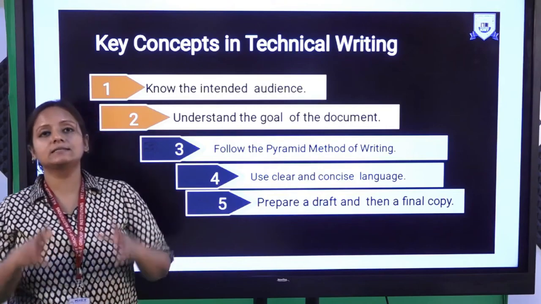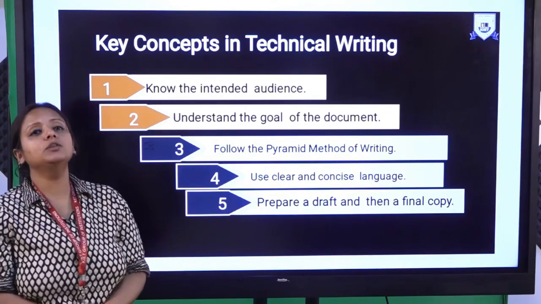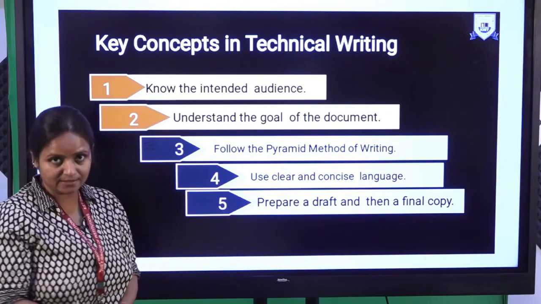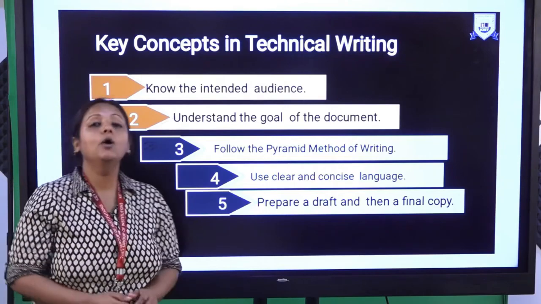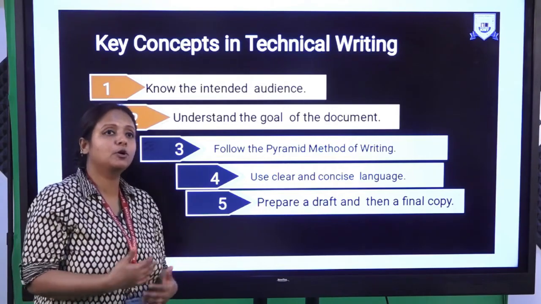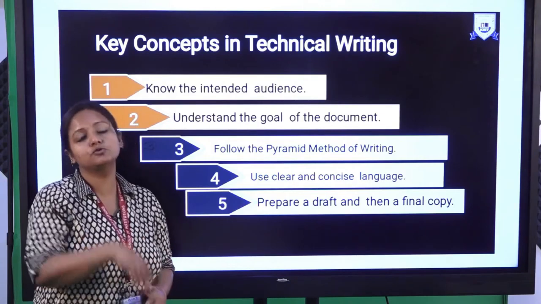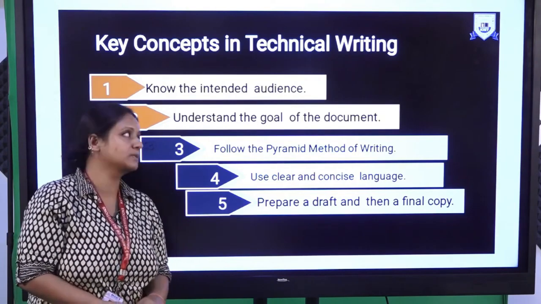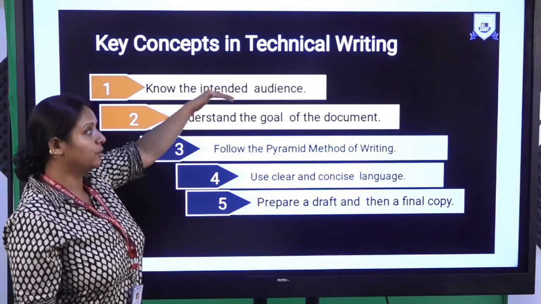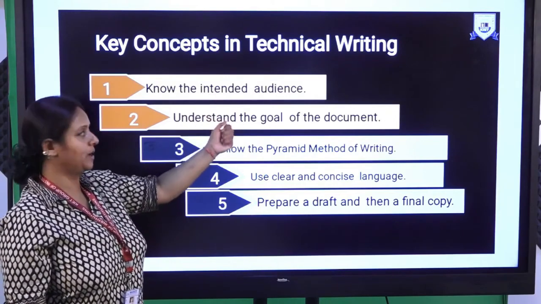If your audience is a set of expert people, you can use as many technical terms and jargons. But if you are writing for somebody who is not so expert or is not so exposed to that technology, you will have to give explanation to the terms. So know your audience for whom you are writing. That will help you to write.